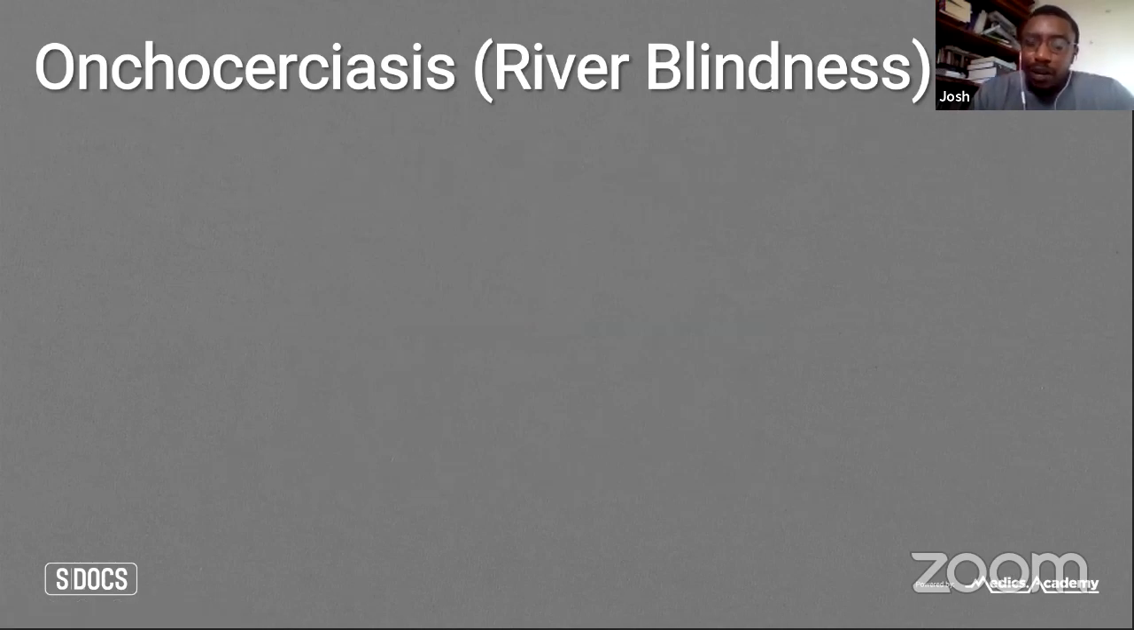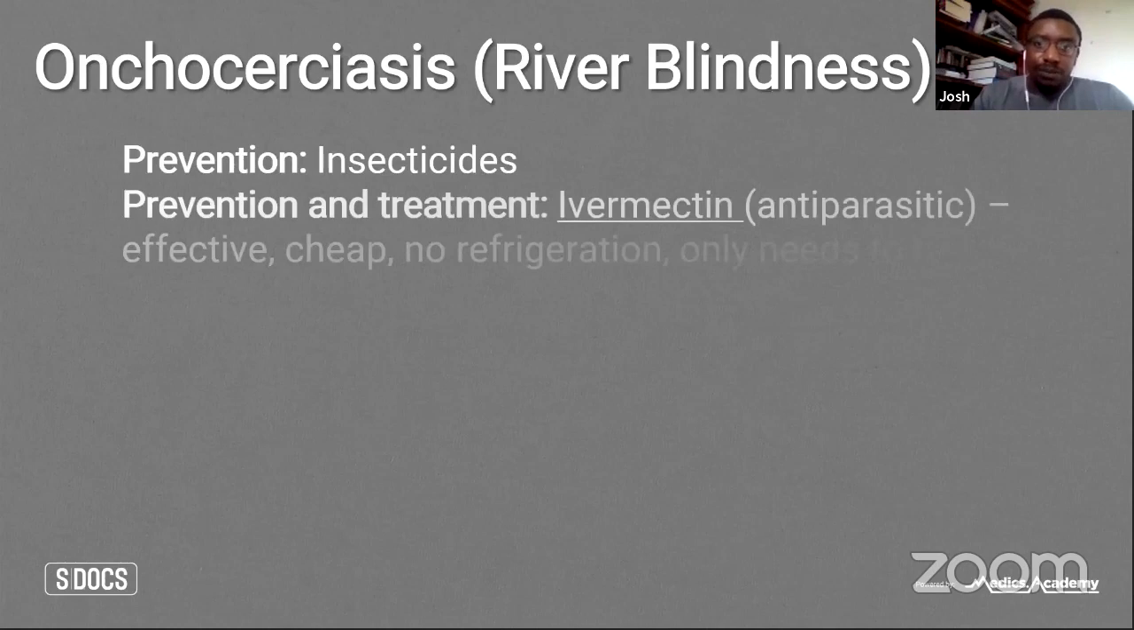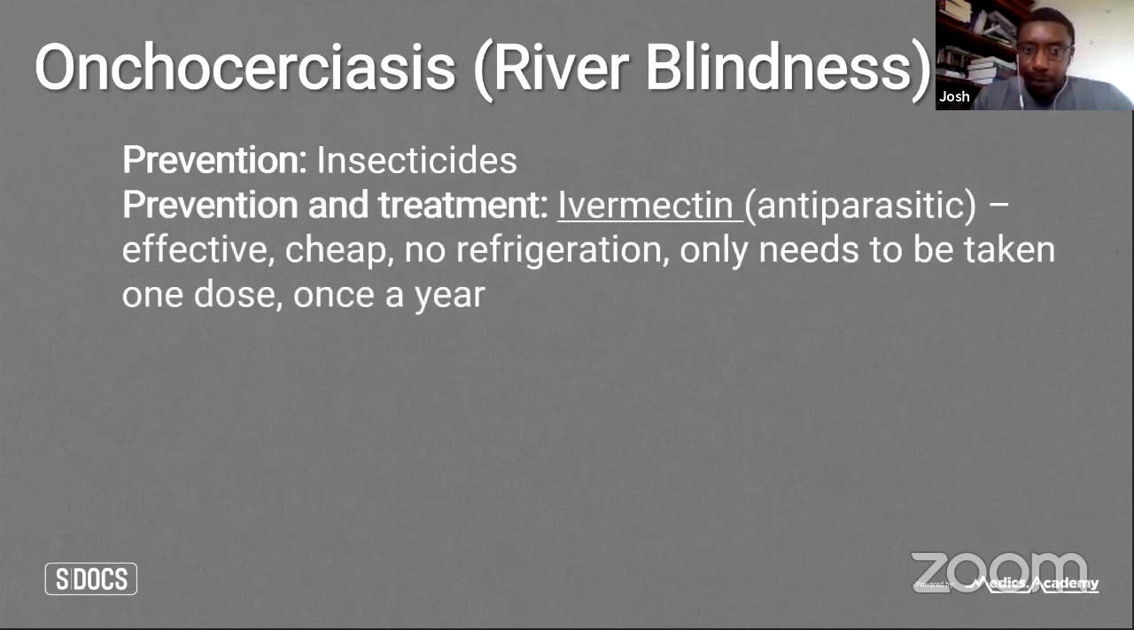Why is it easily preventable? Well, we can prevent with insecticides, and we can prevent and treat with ivermectin. Insecticides, of course, are targeting the female black fly vector, and prevention and treatment is with this antiparasitic drug called ivermectin. And as I understand, it's completely revolutionized the treatment of onchocerciasis in many populations all over the world.